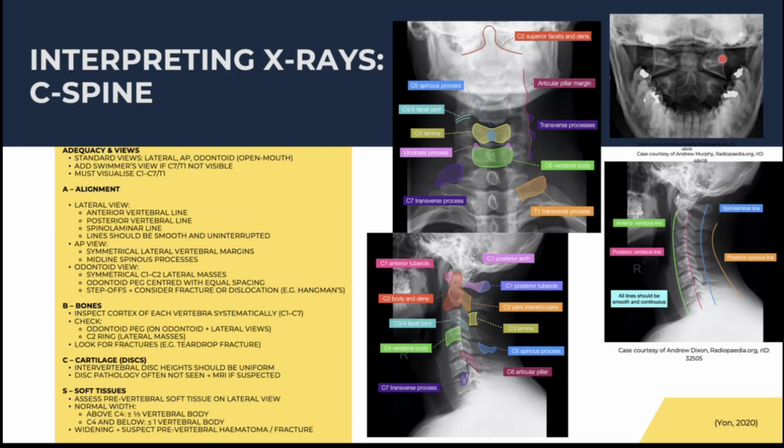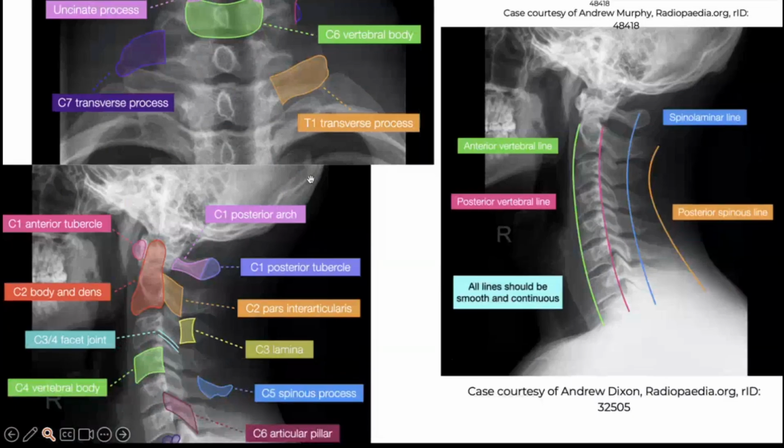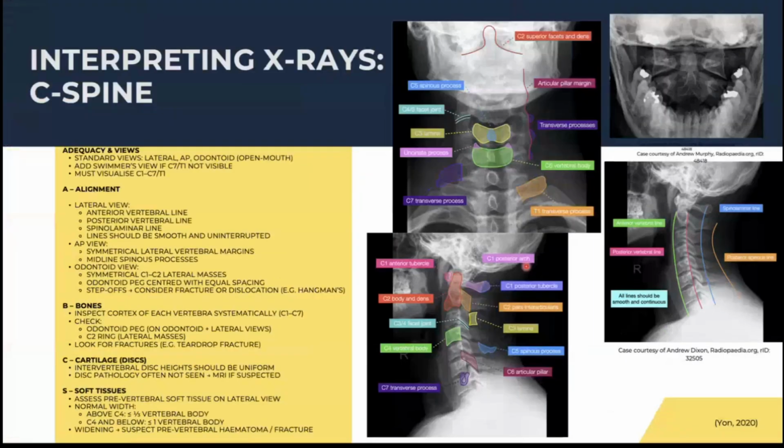So on a lateral view, you want to assess your vertebral lines. So you've got your anterior vertebral line, your posterior vertebral line, your spinal lamina line, and then also your posterior spinous line. And you want to make sure that all of these lines are smooth and continuous and that there's no break in those lines, because that would indicate that there has been movement and displacement of one of the vertebrae, or more than one of the vertebrae.